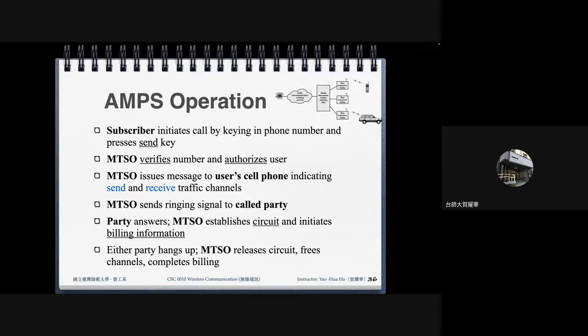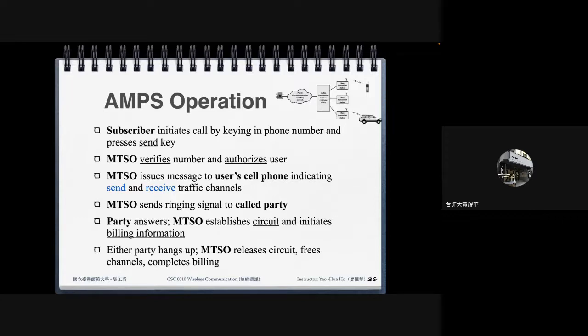So in the AMPS operation, the subscriber initiates a call by typing the phone number and hitting send. Then from that, the base station sends it to the MTSO to verify the number and the authorized user. The MTSO issues a message to the caller's phone indicating the send and receive traffic channels. So now the send and receive traffic channels are issued at the user's phone. Then the MTSO sends a ring signal to the destination party by paging, right? We haven't learned that paging yet, okay?